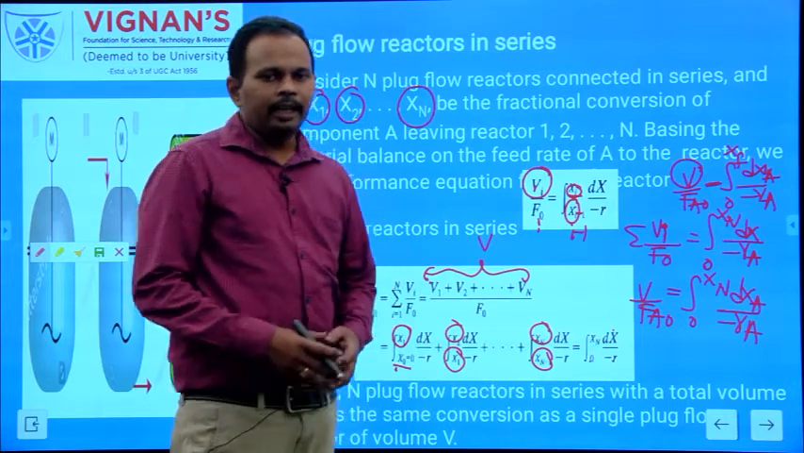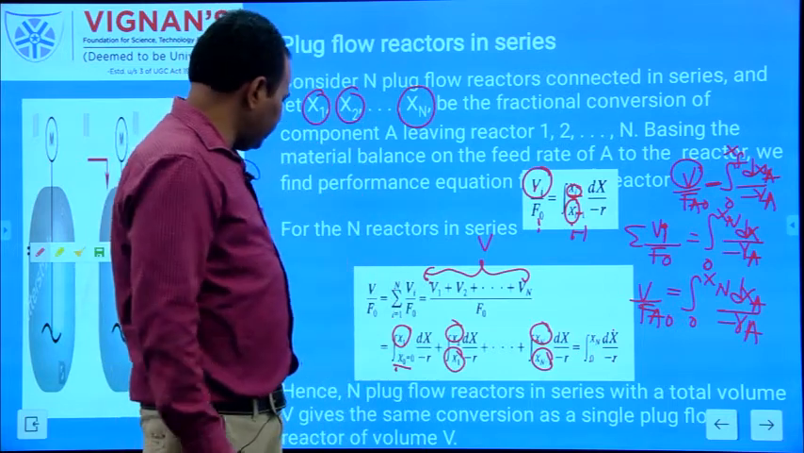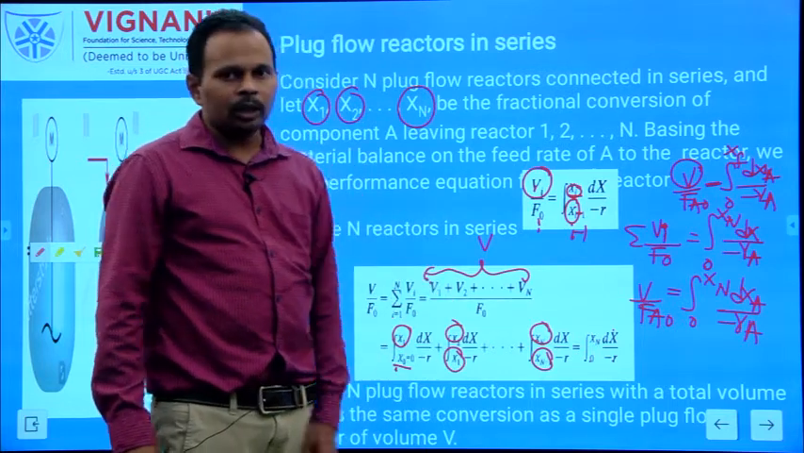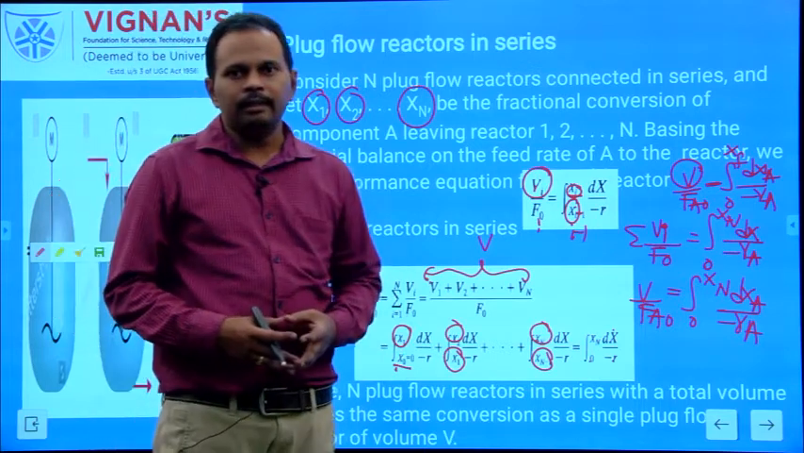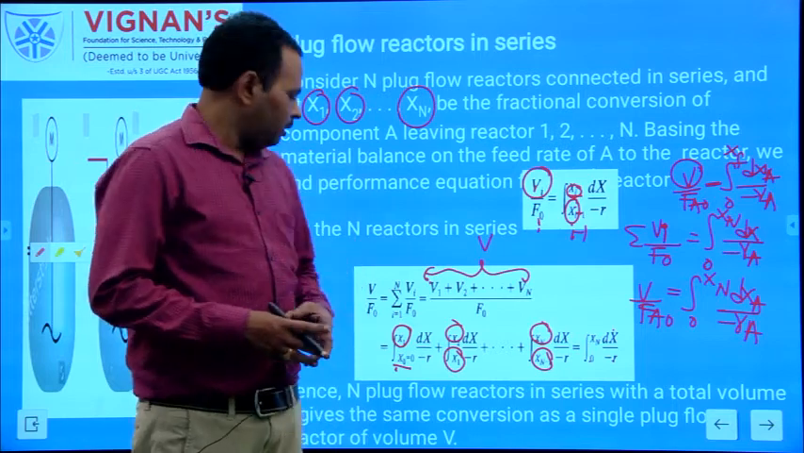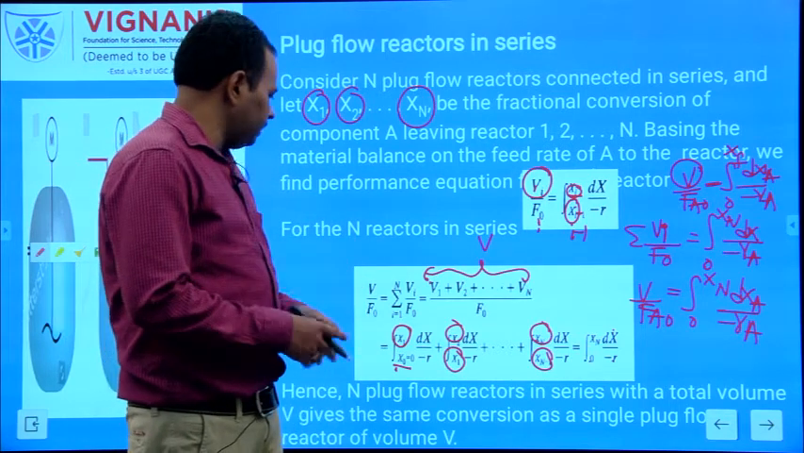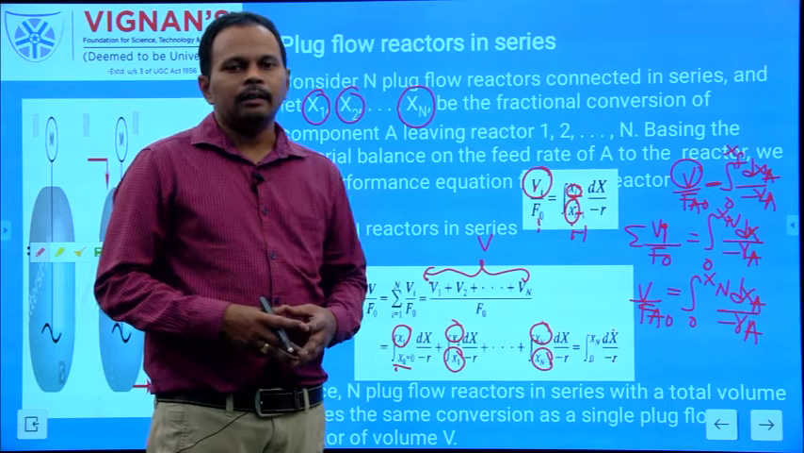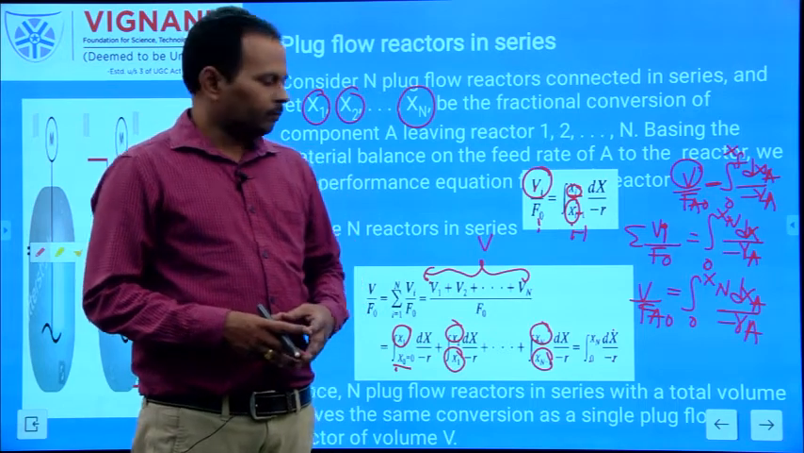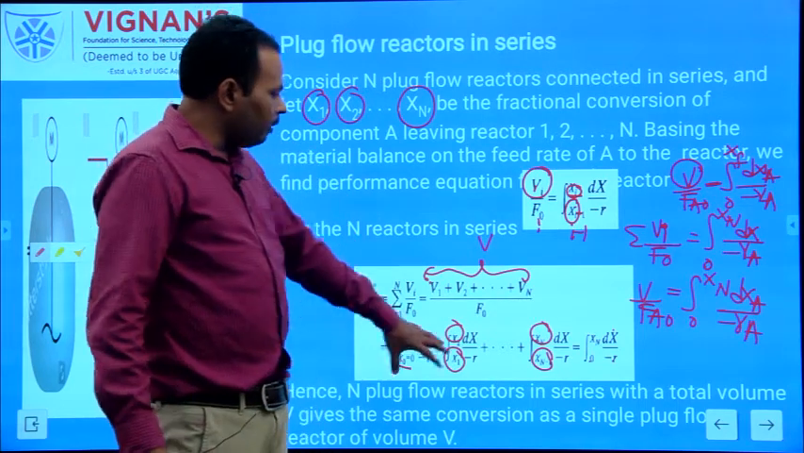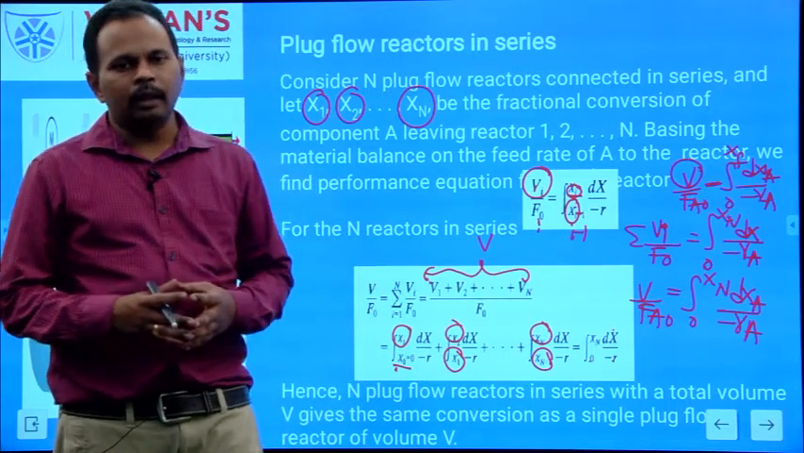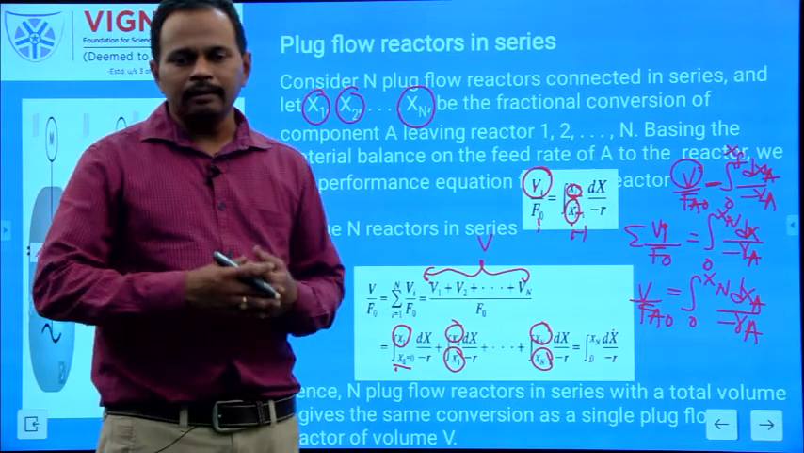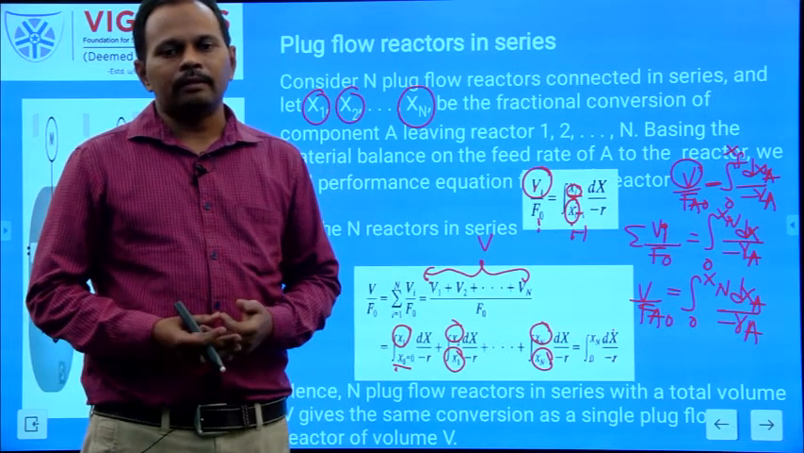Based on this final equation, we can say that when you take n PFRs in series with a total volume V, it gives the same conversion as a single plug flow reactor of volume V. So when you combine all the reactors in series, whatever total volume V you get gives the same conversion as the single PFR.